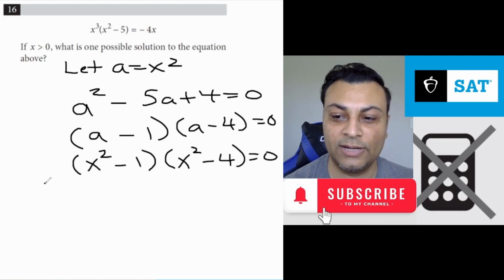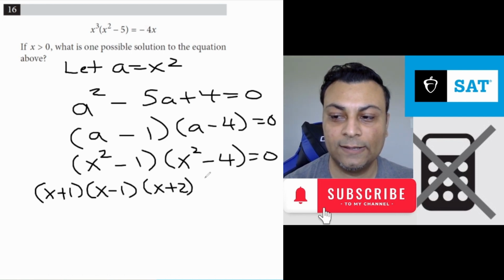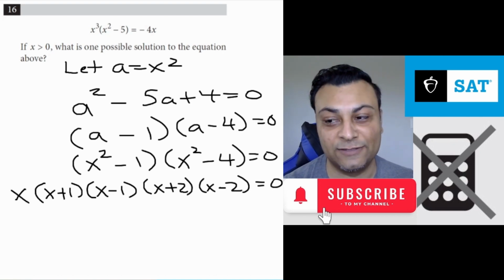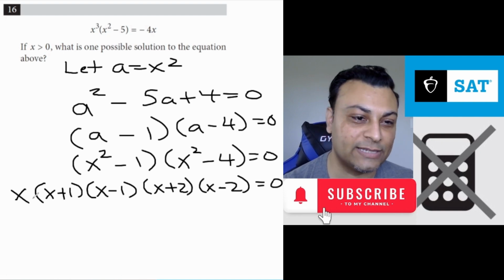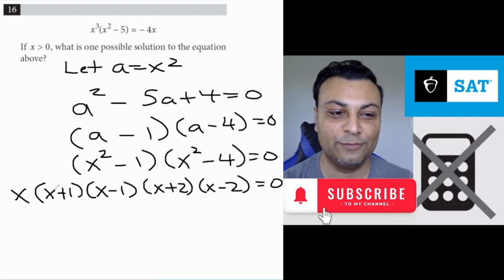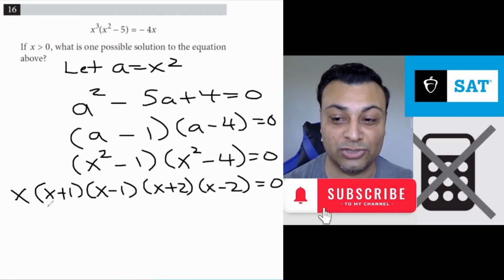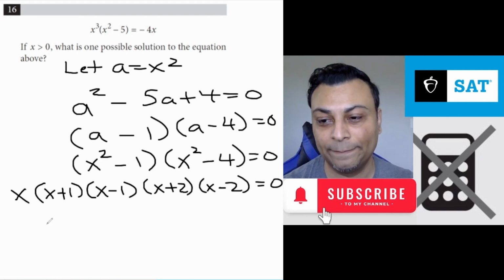One way that I propose would be difference of squares: (x plus 1)(x minus 1), and this is (x plus 2)(x minus 2) equals 0. In reality, there's actually an x there. And you would get 5 solutions because it's a fifth degree. Remember the x that I factored out earlier? Well, in this particular case, x is not 0, so I don't have to worry about that. But just for completeness, these are the 5 solutions if the x was left there all along.